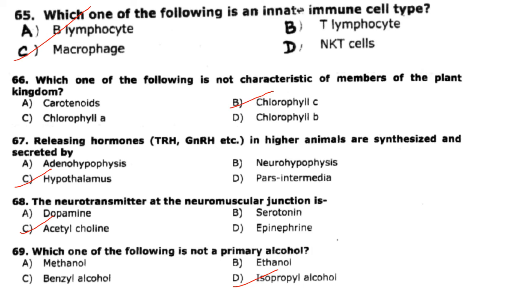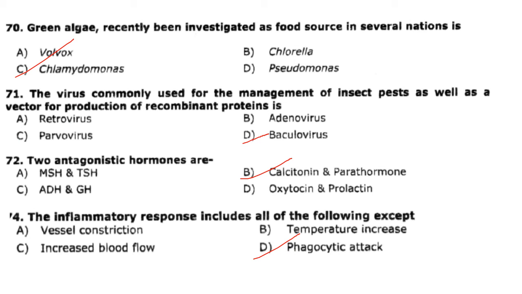Which one of the following is not a primary alcohol? Methanol, ethanol, isopropyl alcohol, benzyl alcohol. So it is isopropyl alcohol that is not a primary alcohol. Then next one. The green alga recently investigated as a food source in several nations is chlorella. Answer is option B.